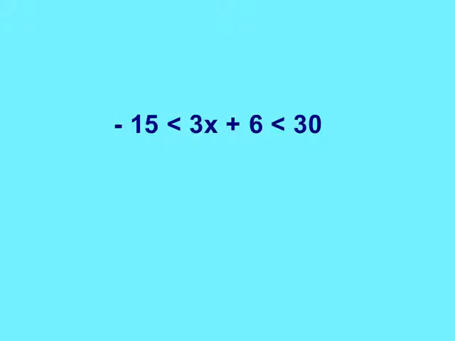And remember that if you do something to one segment of it, you must do it to all segments. First, we're going to isolate that 3x. So let's subtract 6 from each portion. Well, that'll give us negative 21 is less than 3x, which is less than 24. Now, if we divide through by 3, we're left with x is greater than negative 7, but less than 8.